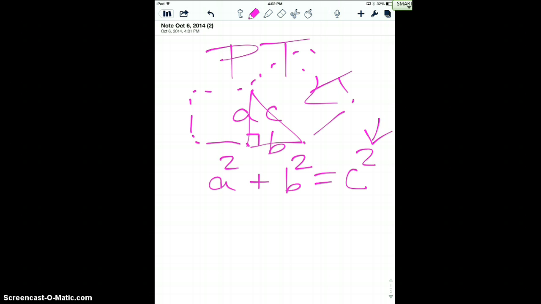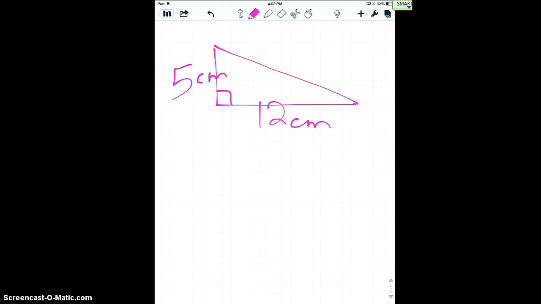All right, so let's look at an example. Let's say we have a right triangle that looks like this. Boom, right triangle. One leg is 5 centimeters, and this one's 12 centimeters. And I say use the Pythagorean theorem to find the length of the hypotenuse. We know that the legs squared, added together, is equal to the hypotenuse squared.